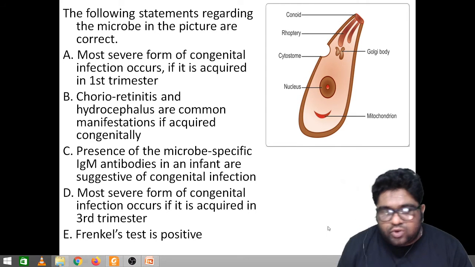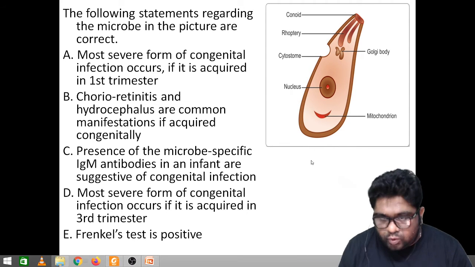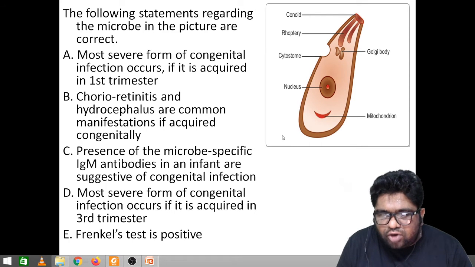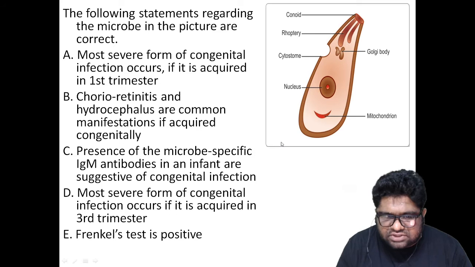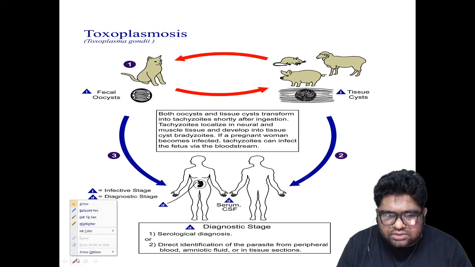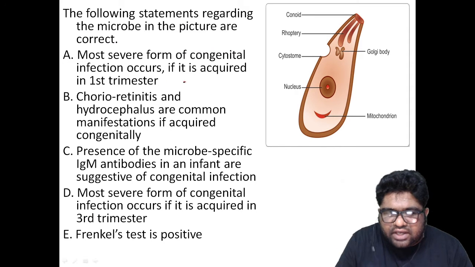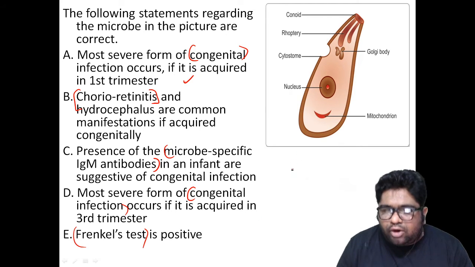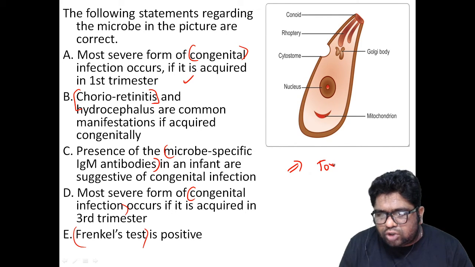Excellent. Now you have to understand that you have become better people always. Your human brain is capable of adapting to difficult things. See, some of you might not have made out what exactly the organism is. So at this point of time, you might have felt that the question can give you some kind of details. Now from the question, if you notice, they're speaking about chorioretinitis, congenital infection, microbe-specific IgM antibodies, and congenital infection once again. And if they're speaking about Frankel's test, be it a positive or a negative answer, it all points towards one organism called toxoplasma.